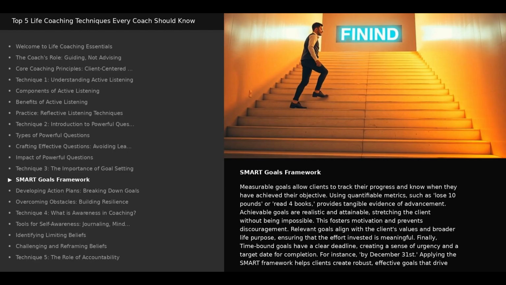Using quantifiable metrics, such as lose 10 pounds or read 4 books, provides tangible evidence of advancement. Achievable goals are realistic and attainable, stretching the client without being impossible. This fosters motivation and prevents discouragement. Relevant goals align with the client's values and broader life purpose, ensuring that the effort invested is meaningful. Finally, time-bound goals have a clear deadline, creating a sense of urgency and a target date for completion.